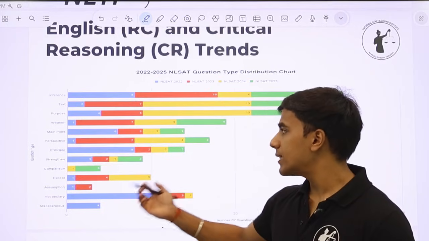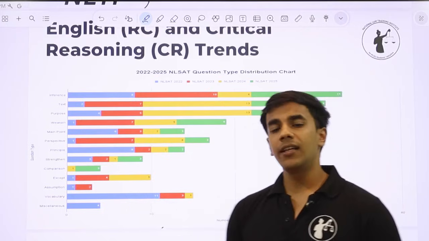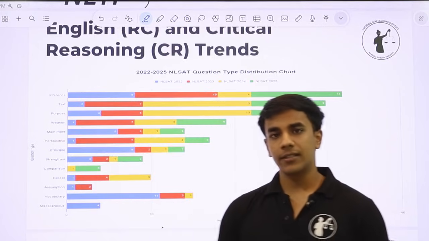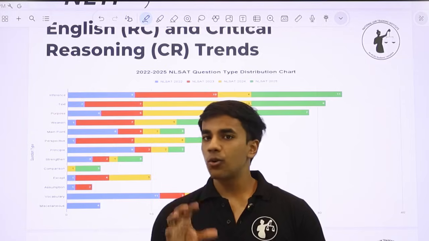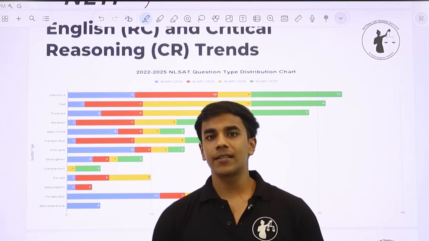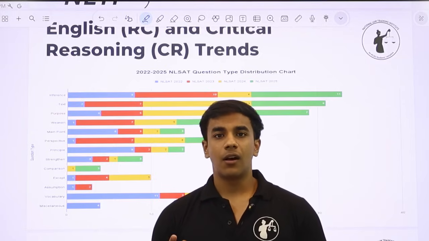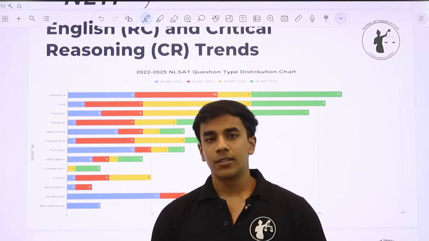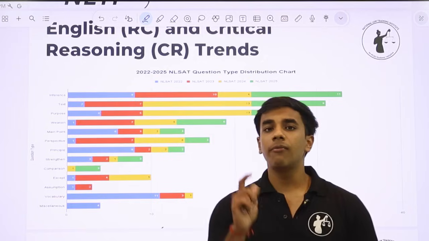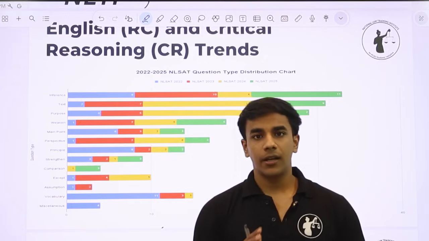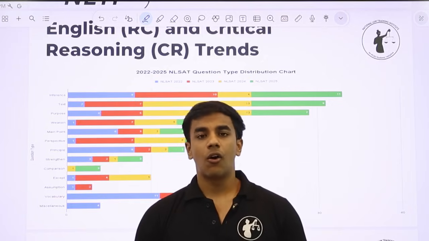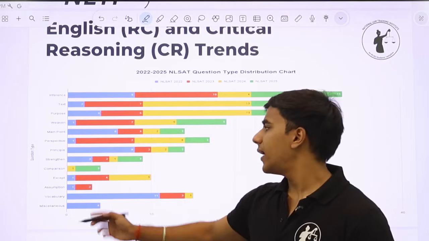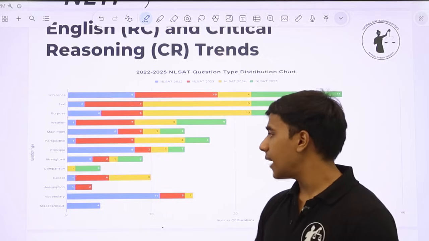Perspective based questions, principle. Strengthening and weakening became very important in NLSAT 2025. We'll talk about that in this slide itself. But NLSAT 2025 में core CR बहुत ज़्यादा आई थी. Core CR से I mean questions related to assumption, questions related to strengthening arguments, questions related to weakening arguments. Strengthening, weakening in particular became a very important concept in NLSAT 25, and a huge chunk of questions was asked from strengthening and weakening concept. Comparison, except, assumption, vocabulary, and miscellaneous.